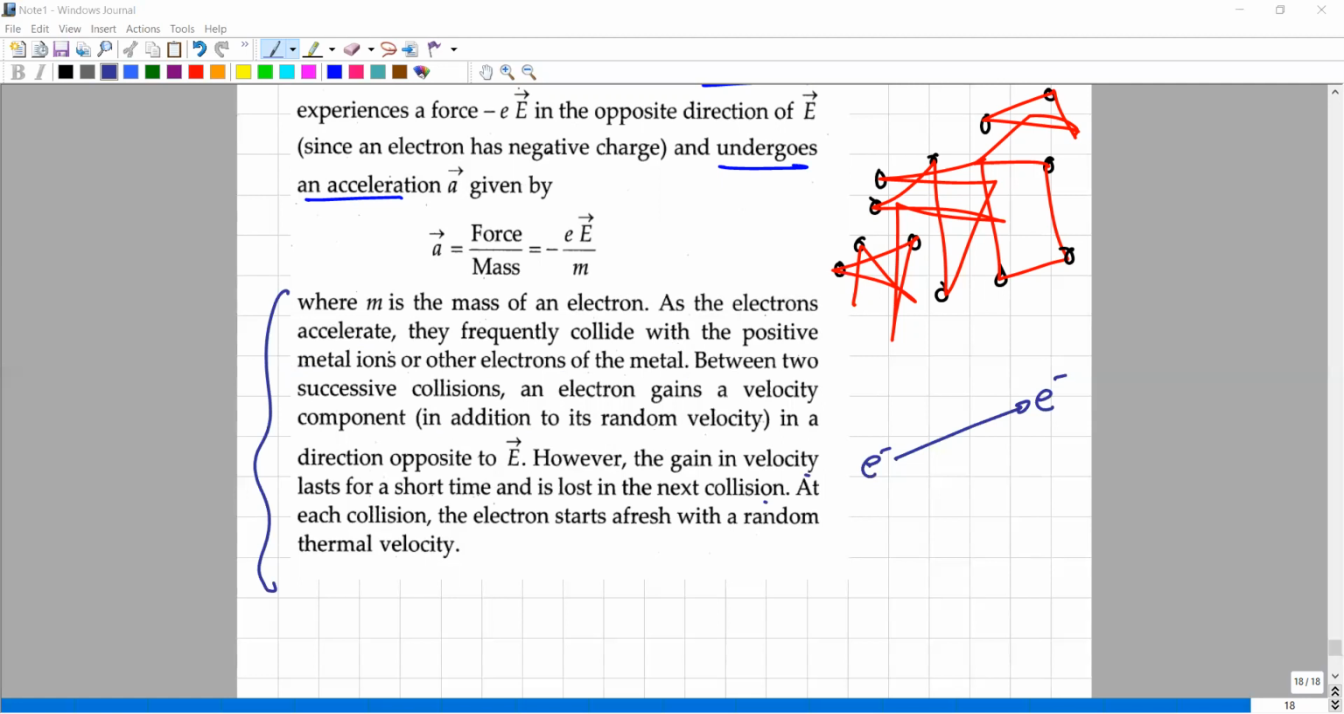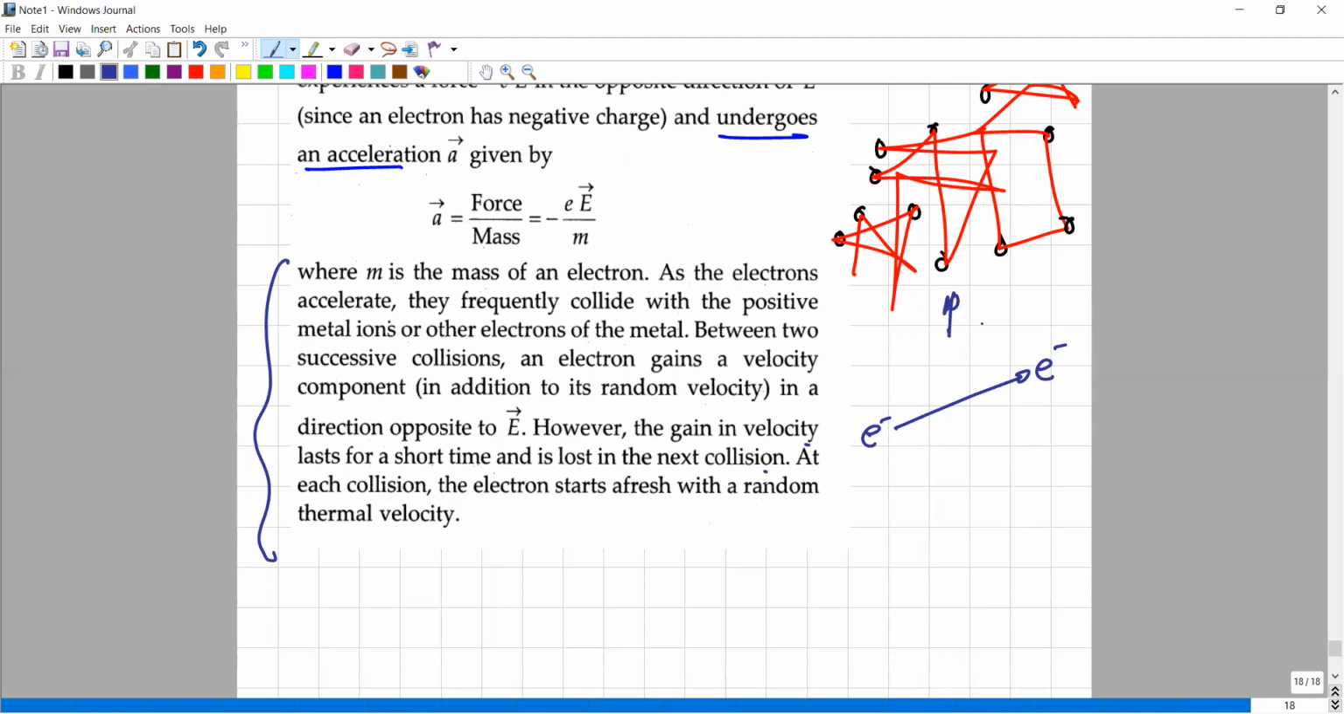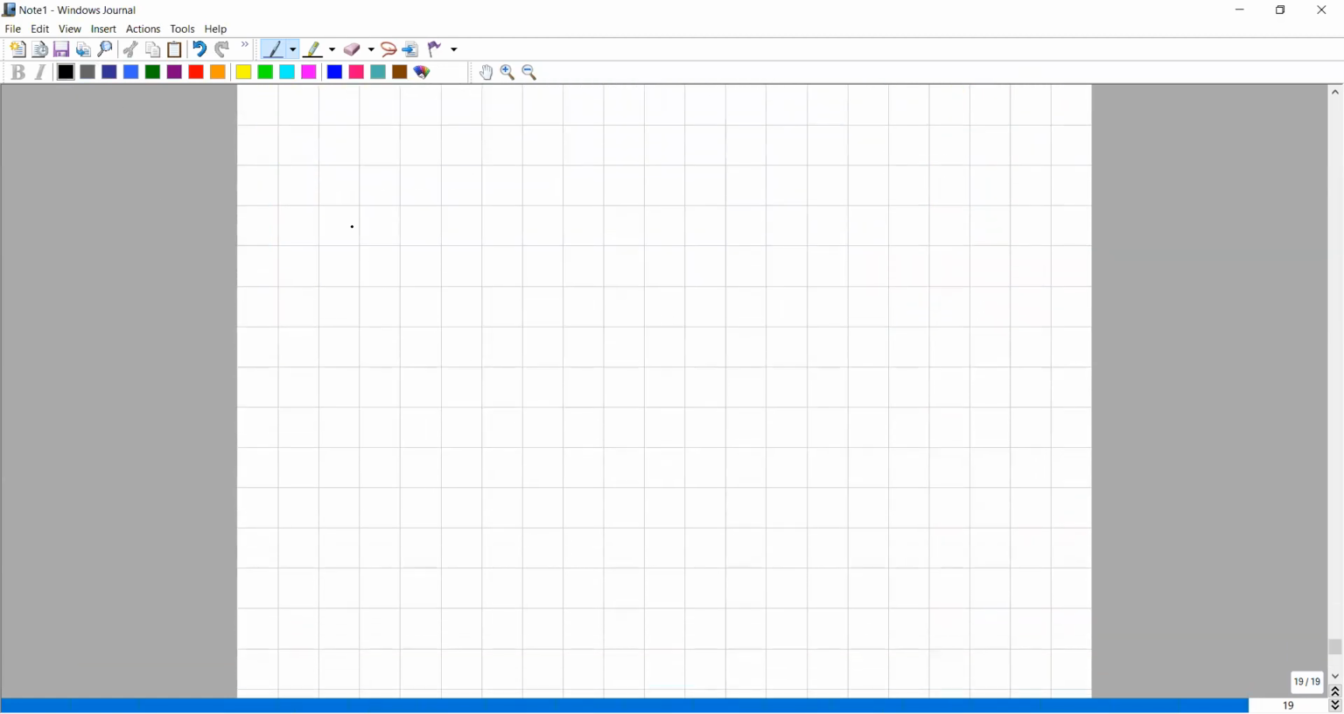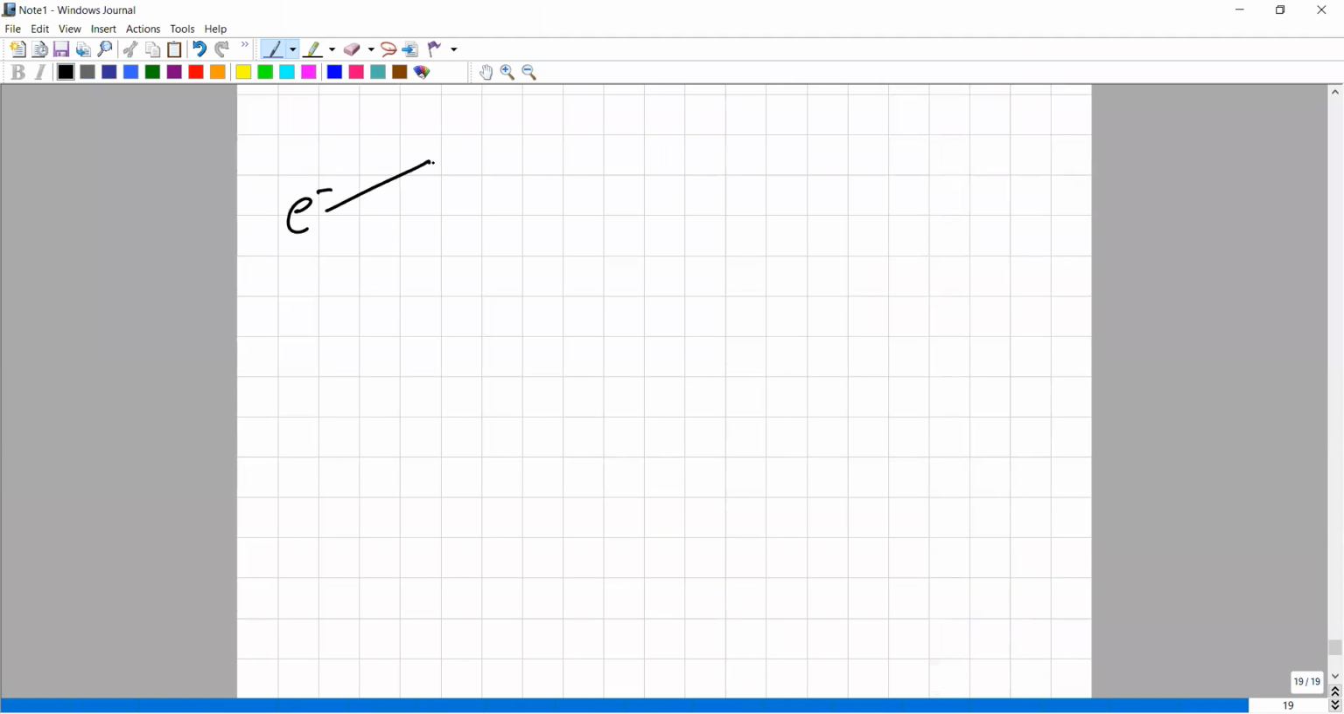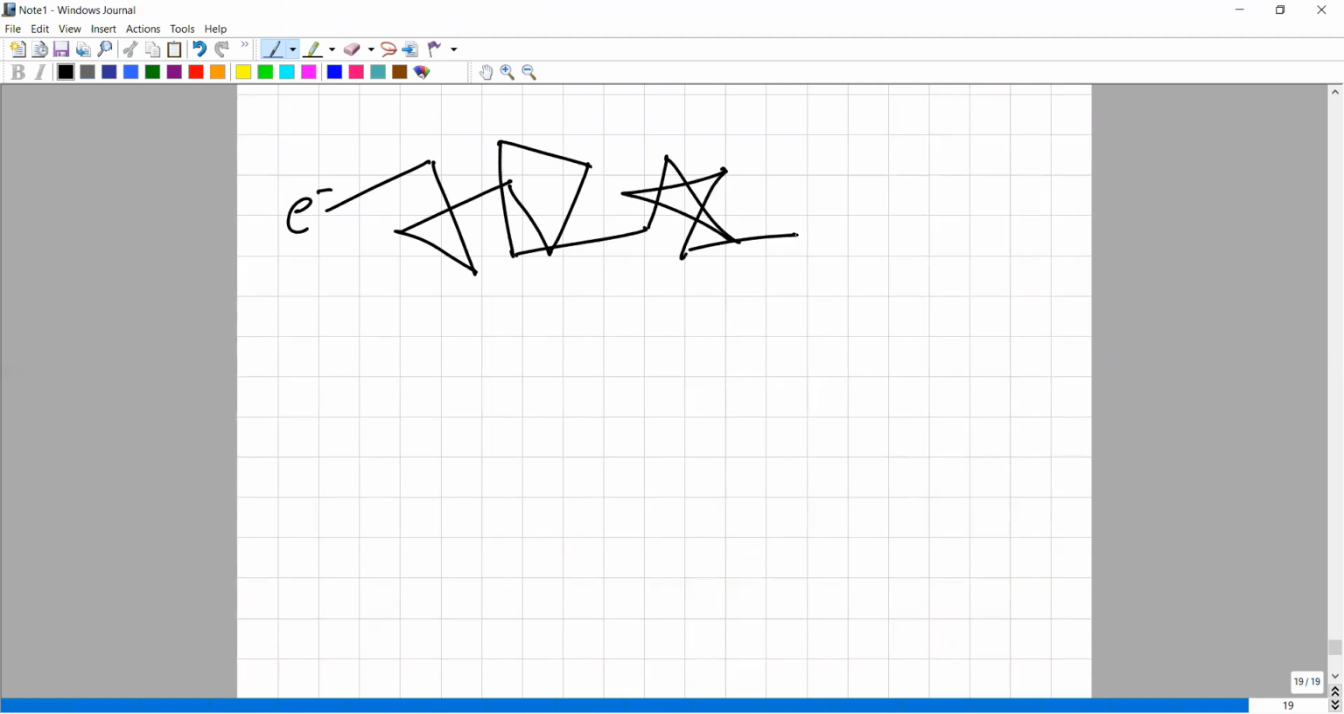Now we are going to understand how to calculate this particular velocity, because eventually all the electrons are doing this kind of motion. If you look at one particular electron's path, it might be like this: collision, collision, collision, again collision, again collision. The electron is consistently colliding, and not just one electron, all the electrons are doing it. You can visualize how many electrons there are in a conductor, and if all of them are doing this, so many collisions are happening.